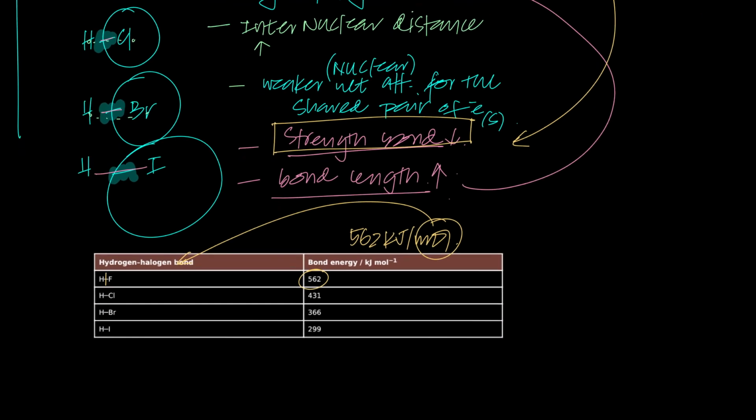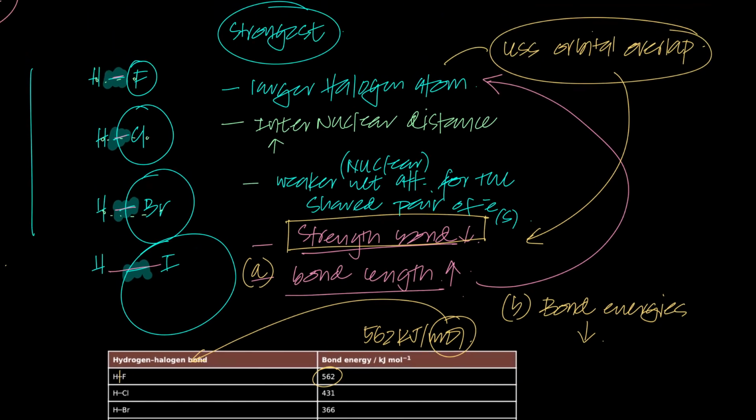There are effectively 2 reasons to it. Number uno, the bond length increases, and number dos, the bond energies decrease. The bond energies down the group decrease. You require less energy to break the bond. So that's why we say the strength of bond decreases, because the bond length increases, number 1. And number 2, the bond energies decrease. You require less energy to break the HCl bond compared to the HF bond. And what's the reason? The reason is again the same. There's less orbital overlap, larger halogen atom, internuclear distance increases. Sir, I don't understand larger orbital overlap.